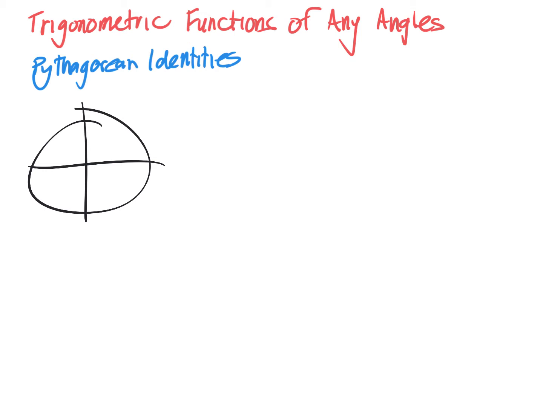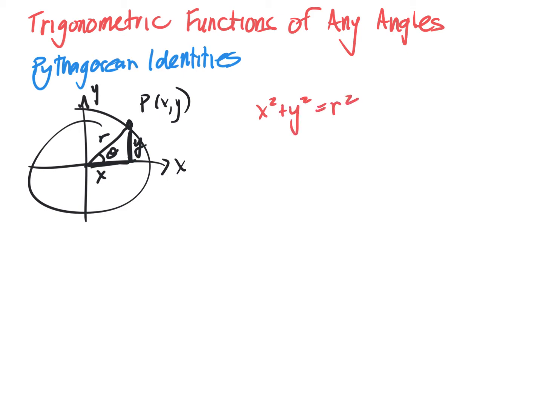with a circle. We have x and y up here, and some point P of x, y on the circle. We have that angle theta. If we were to draw a triangle right here, this triangle would have some radius r, or a hypotenuse r, which is the radius of the circle, some x value, and then some y value. Now, by the Pythagorean theorem, we have that x squared plus y squared is equal to r squared.